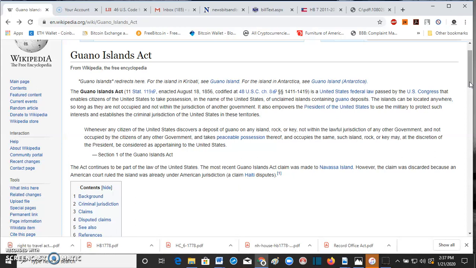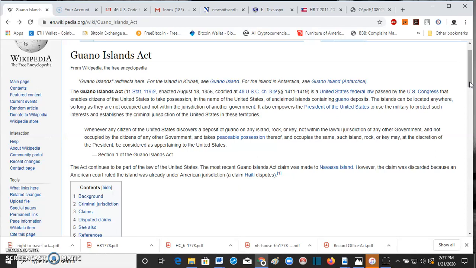Even though they say it's constitutional, if it's United States property, it's constitutional. But if it's not, you're just taking people's land without their consent and claiming it. You know what I mean? That's fraud.